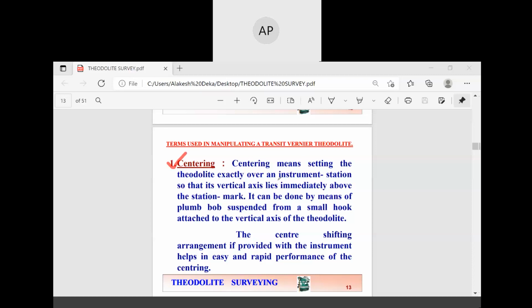The centering shifting arrangement, if provided with the instrument, helps in easy and rapid performance of the centering. Let me show. Okay, just wait for a while.